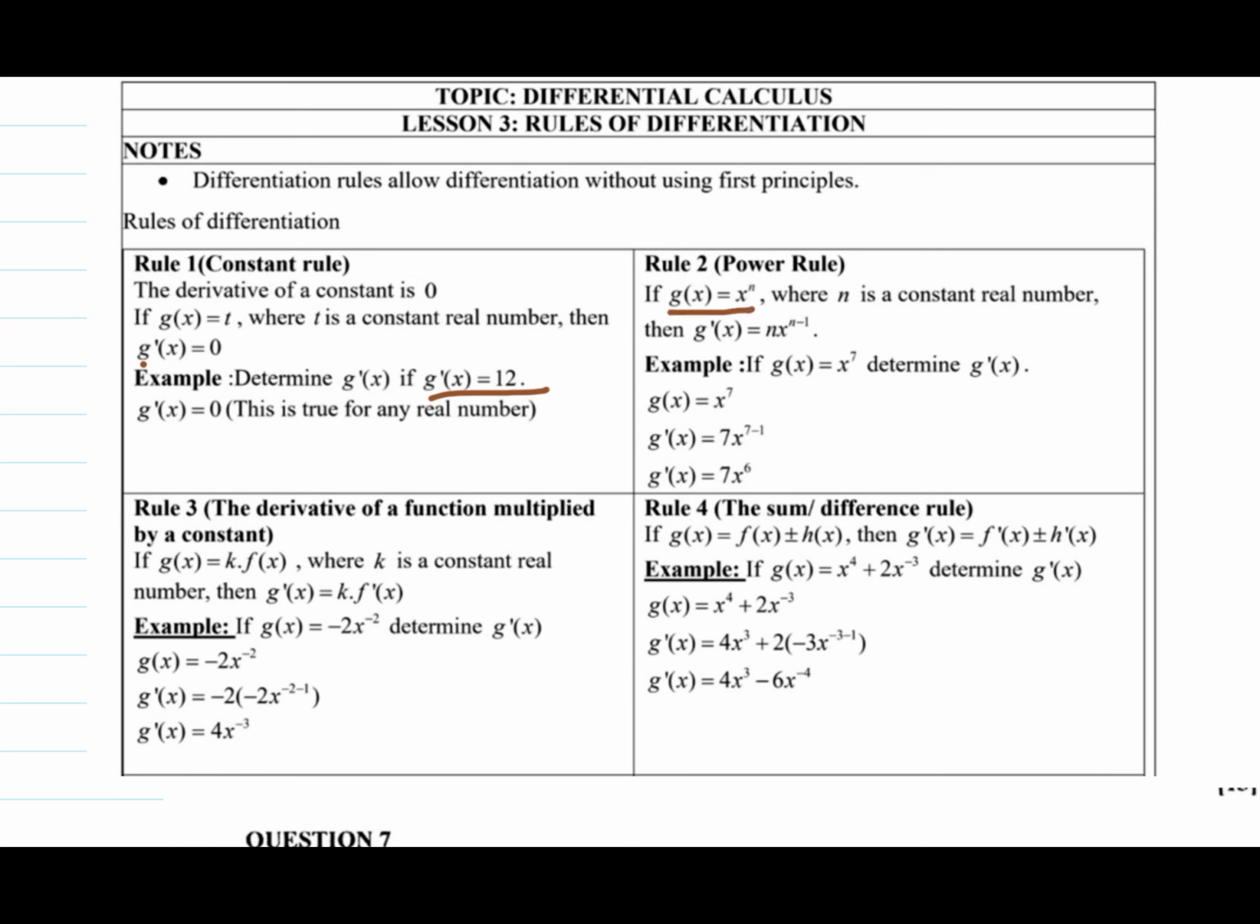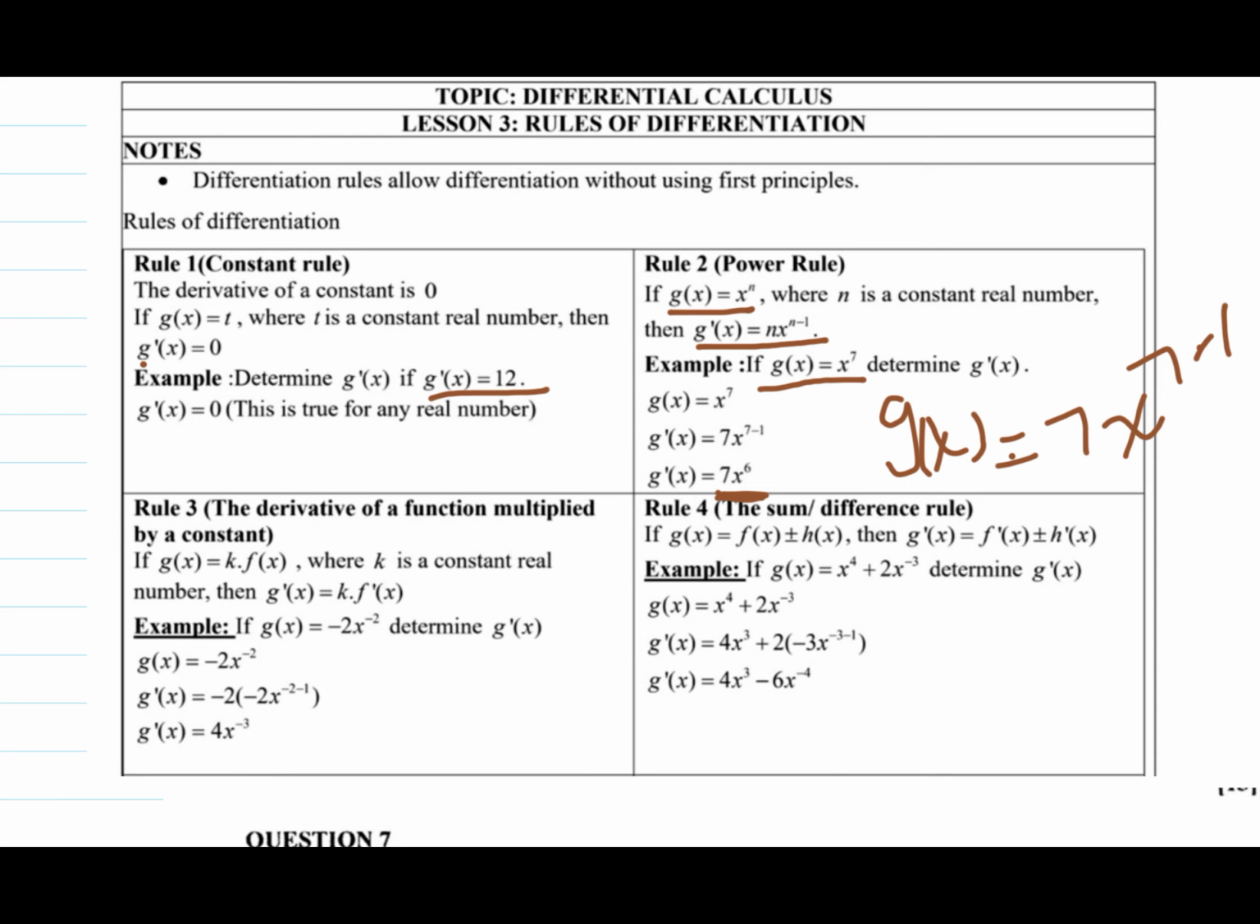If g of x is equal to x to the power n, then if you want the derivative, this is it. You have n now becomes the coefficient of x, and then the power becomes n minus 1. So for example, if you're given g of x is equal to x to the power 7 and you're asked to find the derivative, here the 7 comes in front as a coefficient of x, and then we have 7 minus 1, which will be 6. So the answer will be 7x to the power 6.